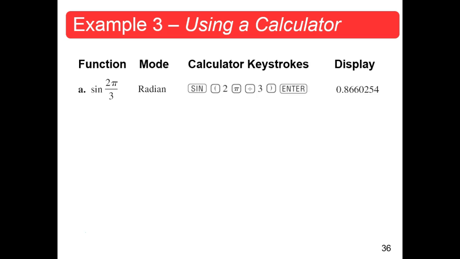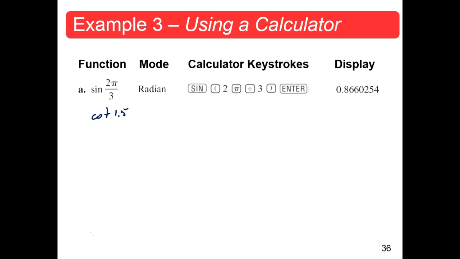Now, what if you had cotangent of 1.5? What mode are you in then? Degree. Okay? You're in radian. If you do not see a little degree sign there, you're in radian mode. So be sure you're in radian mode.